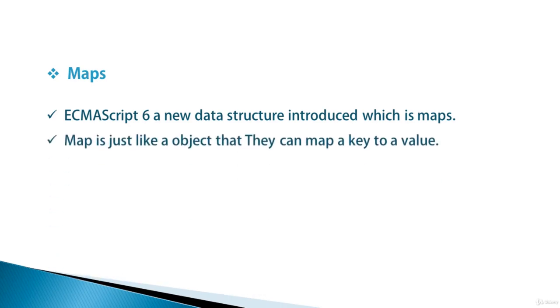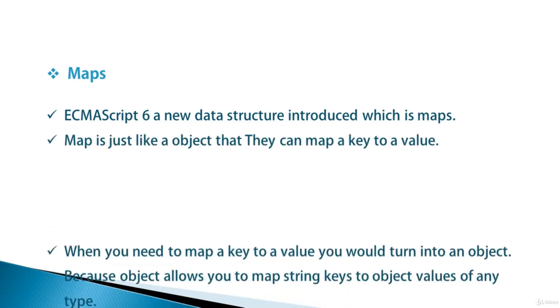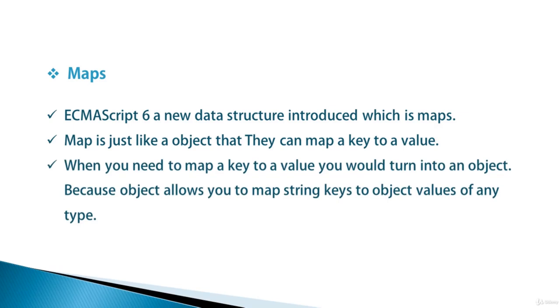Map is just like an object in that it can map a key to a value. When you need to map a key to a value, you would turn to an object, because an object allows you to map string keys to values of any type. So then why did JavaScript need to introduce a new data structure? If you want to map a key to a value, then the object has some drawbacks.